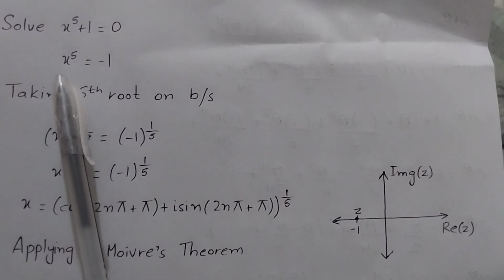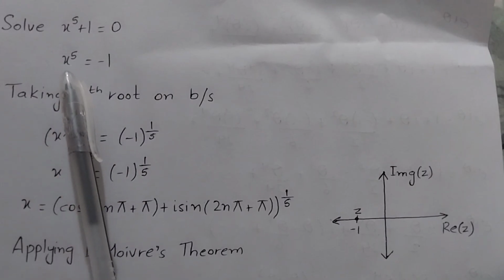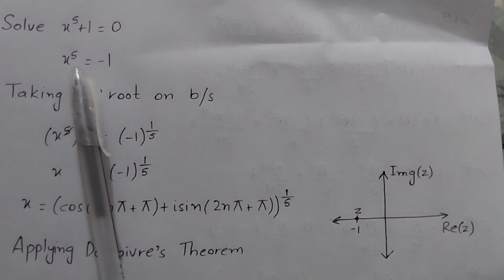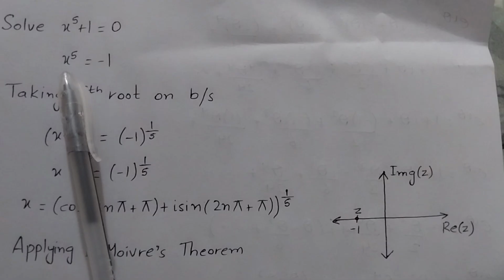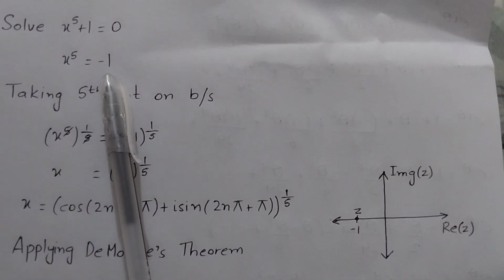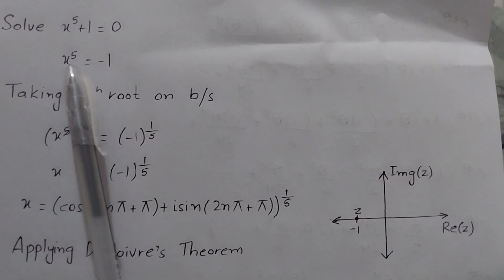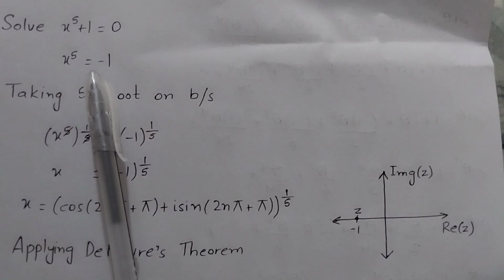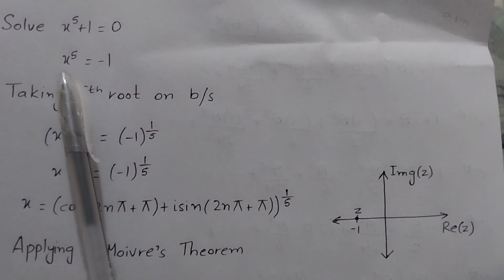And when we look at this equation, can we think of any number which when raised to power 5 equal to minus 1? So the only number which comes to mind is minus 1. Minus 1 raised to power 5 is equal to minus 1. Other than that, we can't think of any number which when raised to power 5 is equal to minus 1. I'm talking about real numbers.